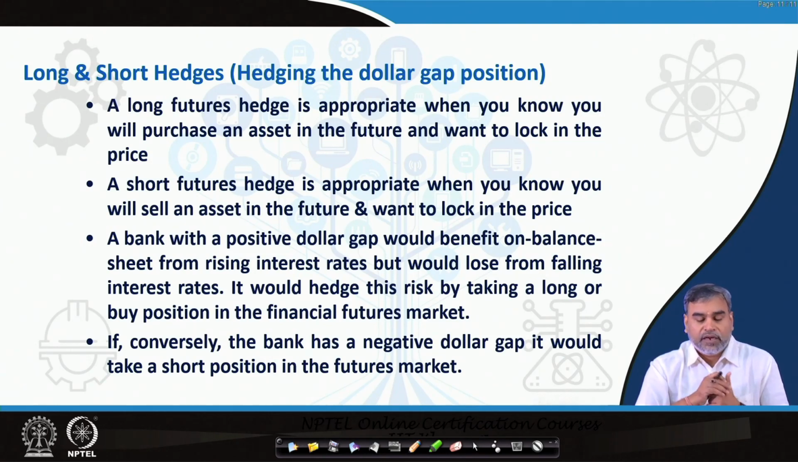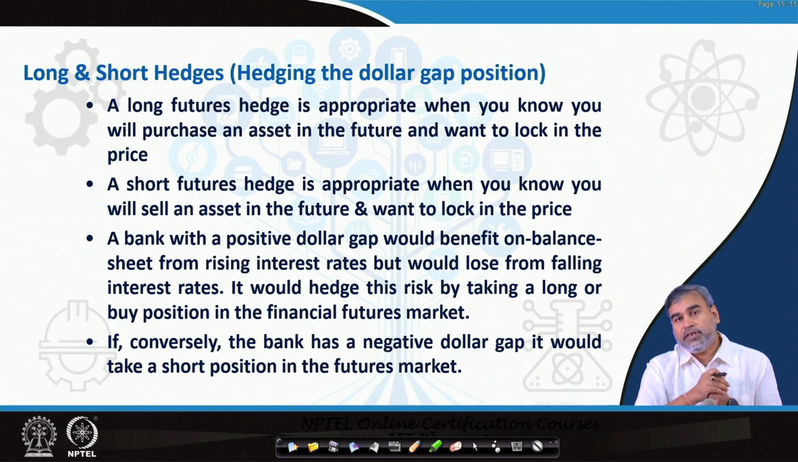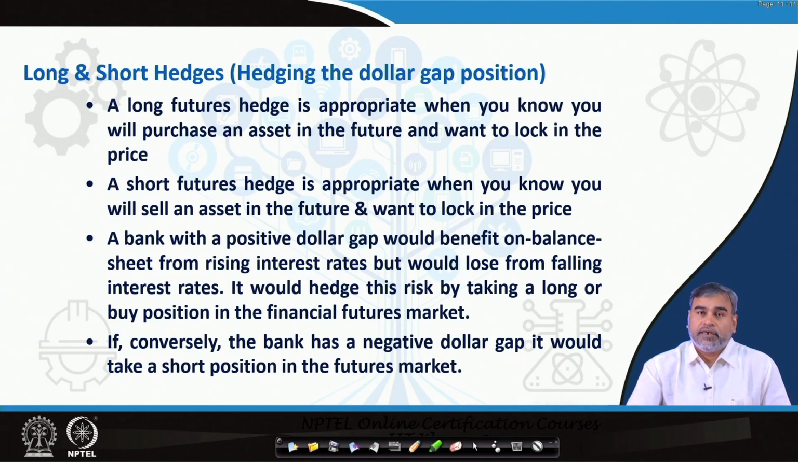Conversely, if the bank has a negative dollar gap, it could take a short position in the futures market, because a negative dollar gap means that if the interest rate is declining, they will gain and the net interest margin will be increasing. If the interest rate is increasing, the net interest margin will be declining. That is related to a negative dollar gap. Because of that, they have to take the reverse position in the market if they want to hedge the risk in the system.